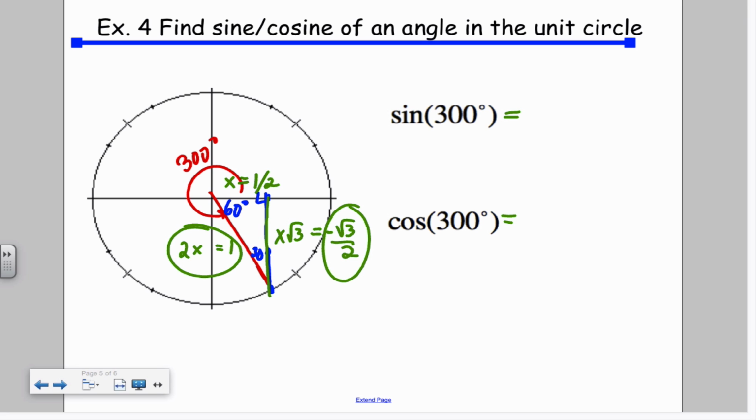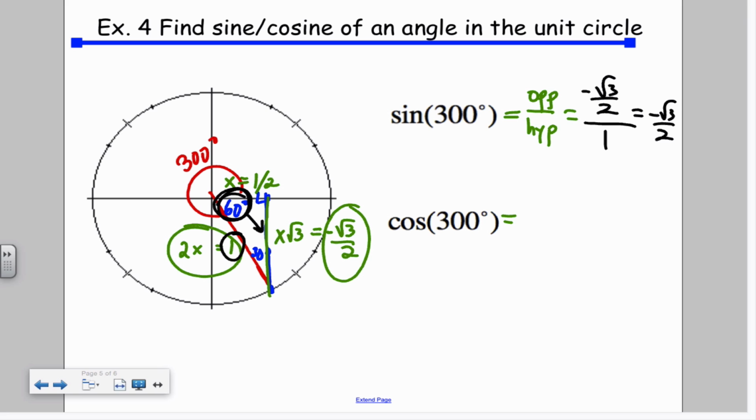All right. So now we're going to calculate these. The sine of 300, we need the opposite over hypotenuse. So if I'm standing on my angle right here, the opposite side is going to be negative root 3 over 2. And the hypotenuse is just going to be 1 because we're in a unit circle and our radius is 1. So we get negative root 3 over 2.